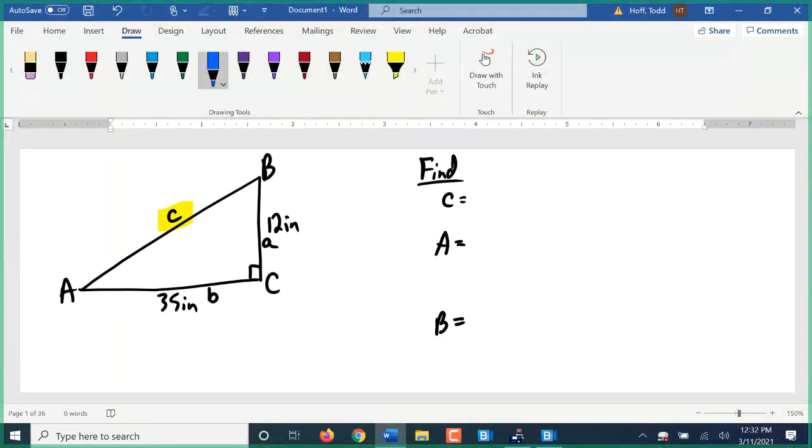This is just a Pythagorean theorem problem. A squared plus B squared equals C squared. Now what I'm missing here, I am trying to find that hypotenuse, C. So this is literally adding up the 2 sides I have. So I'm going to shorten this up to enter it in the calculator. I'm going to enter it as the square root of 35 squared plus 12 squared.